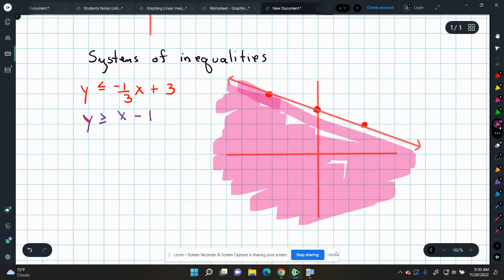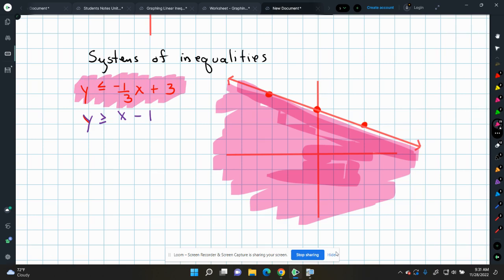Anybody have a question about what we've done so far? It's the same thing that we did before. I just graphed that line, that inequality right there. Okay, let's do the other inequality. Okay, so let's do the next line, right?